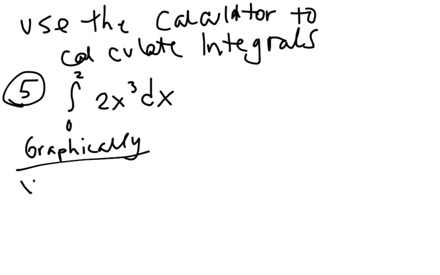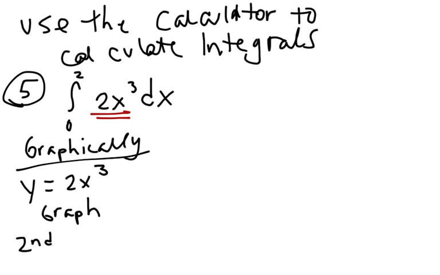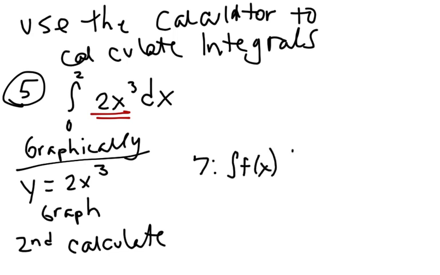You're going to go to y equals, and you're going to type in this function that is the integrand of your integral. So y equals 2x cubed. And then you're going to hit the graph button. Then you're going to hit second and hit the trace button for the calculate menu. And then you're going to choose option 7, which has integral f of x dx beside it.